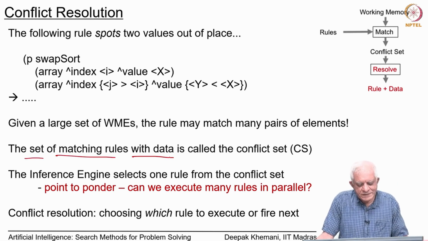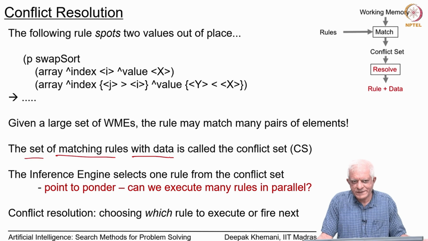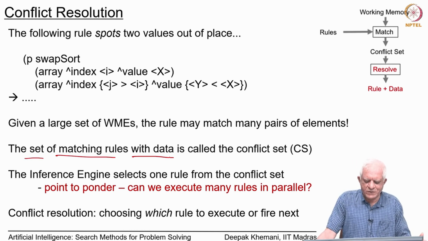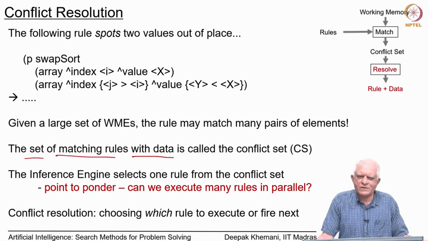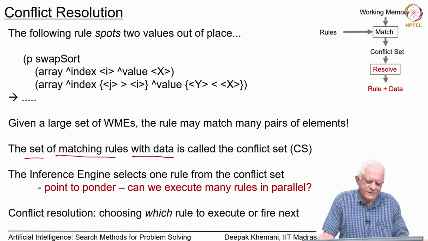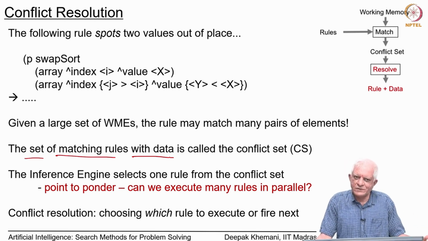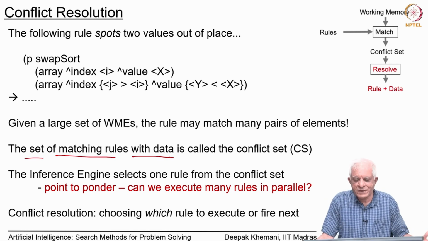And the inference engine selects one rule from the conflict set and says, okay, fire that rule or execute that rule. This is the term we use, either fire or execute. But you can give some thought to this matter. What would happen if you allowed multiple instances of a rule to fire at the same time? What is the kind of difficulty we may face? Are there some problems which can be solved by parallel execution of rules, or will that lead to conflicting situations in some other situations? We will not go too much into that, but you can give some thought to that.